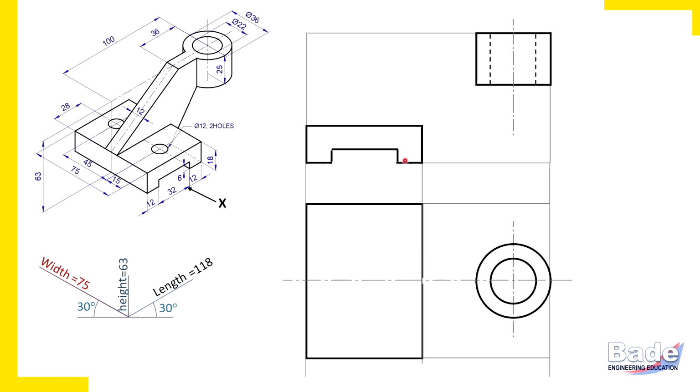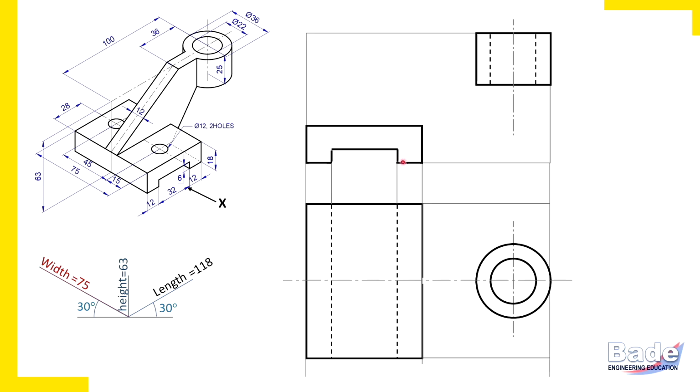From these 4 corners, there are edges, and those edges are parallel to width axis because slot runs from front to back. That is, parallel to width axis edges we are going to draw here, and width appears vertical in the top view. So from these corners, draw projectors and corresponding edges. Now these are edges of the same slot.